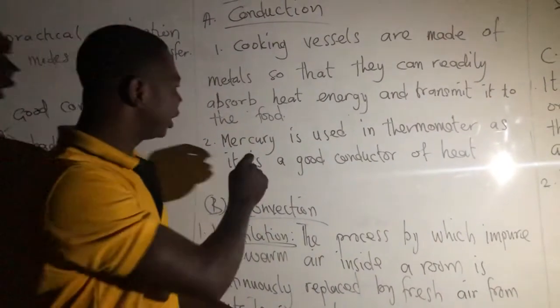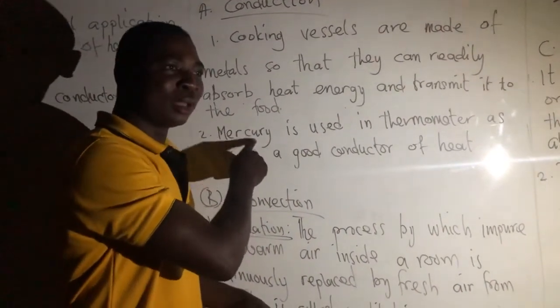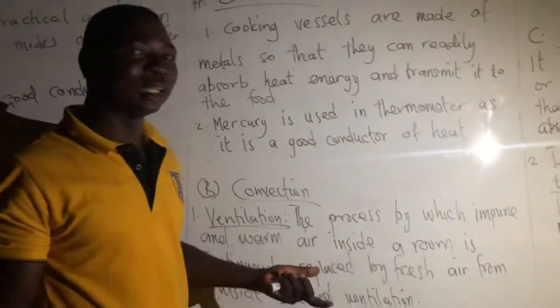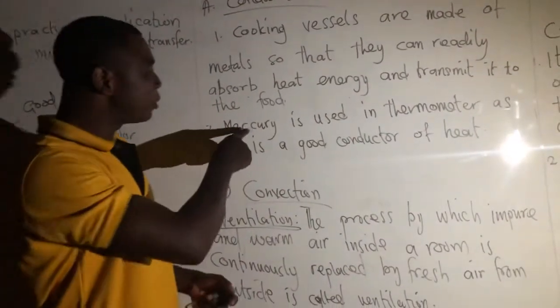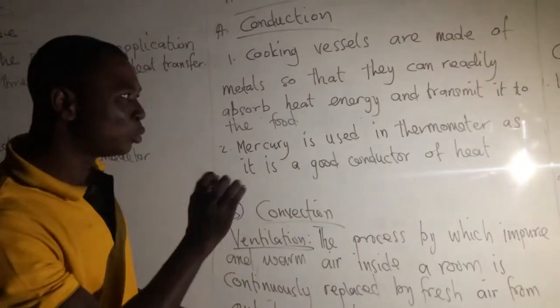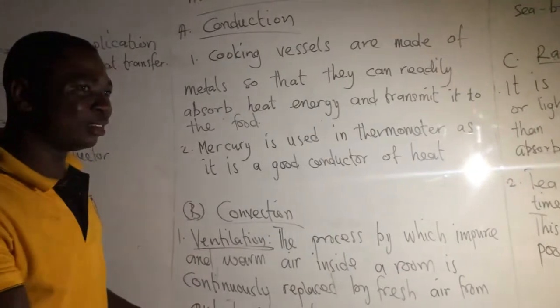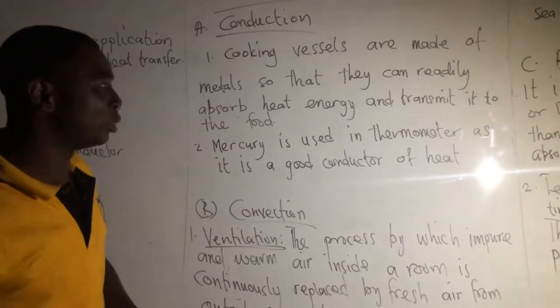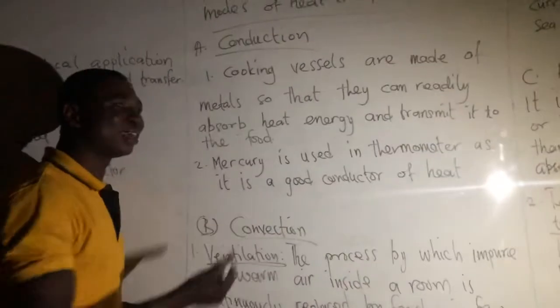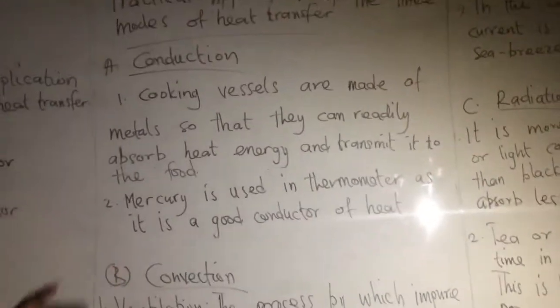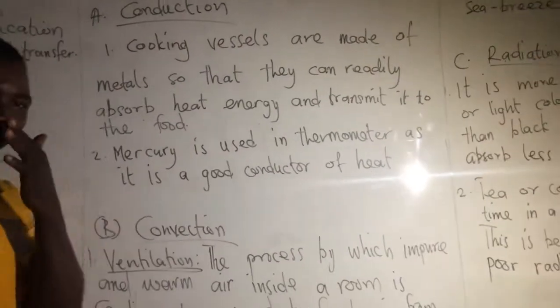If the mercury is not a good conductor of heat, it can't read the heat in us. So the mercury is a metal and a very good conductor of heat. That's why it will stand the heat to measure our temperature. So that's one practical aspect. We have more practical aspects of conduction, but we'll end it here for today. Let's move on to convection.